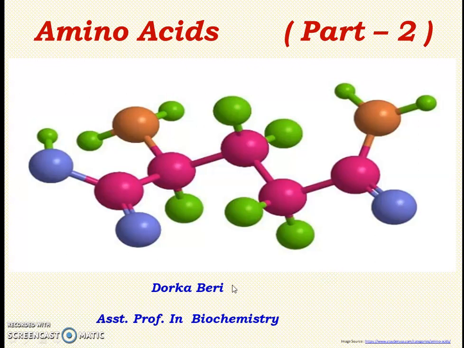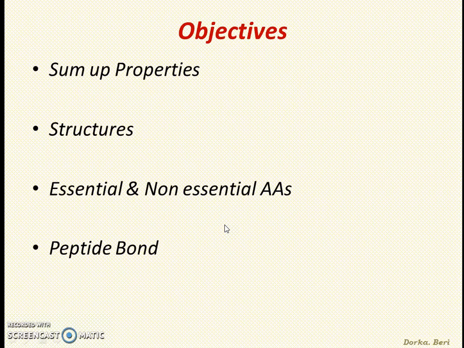Hi friends, today let's have a glance at the second part of the amino acids. In my first video, we learned the definition of amino acids, the names of the 20 standard amino acids, and classification based on the side chain. In this class, we will concentrate more on the structures, and also learn essential and non-essential amino acids, how they are divided. We will also learn the peptide bond formation. So let's go to our class.